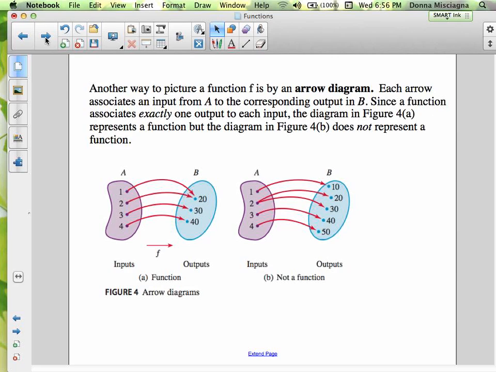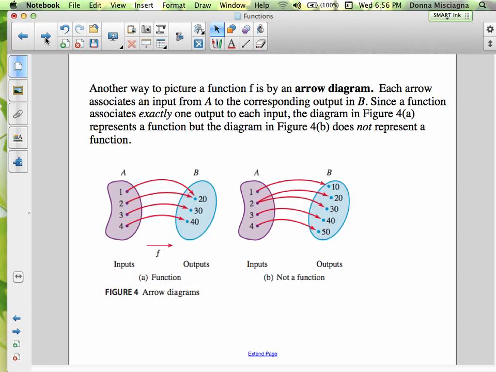So because in the second example, we don't know where to go when we plug in 2, that is not a function. So for a rule to be a function, each arrow associates an input with one and only one corresponding output. If any input is associated with more than one output, then that particular mapping is not a function. So B there is not a function because 2 is matched to 2 different outputs.